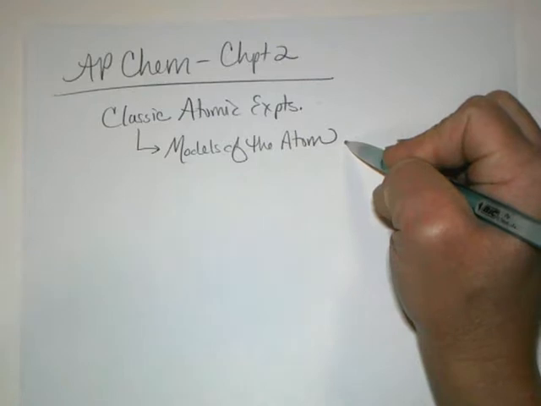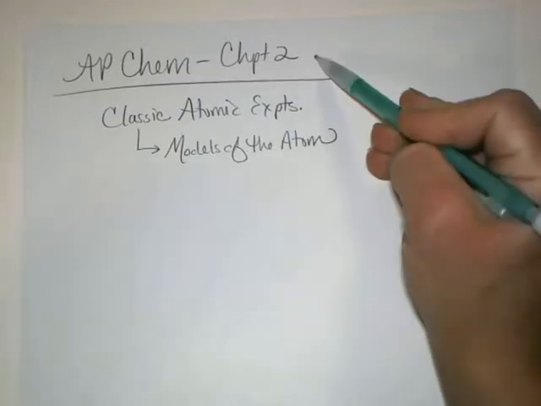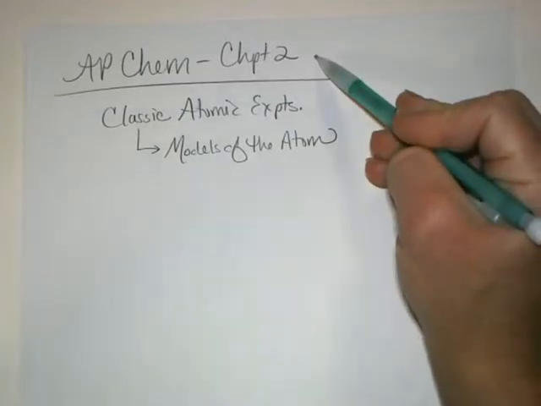Thomson, working with Millikan, made the first discovery about the subatomic particles, that atoms were made of smaller pieces, and then Rutherford built upon that. In Chapter 2, we only lead ourselves and leave off with the Rutherford model.